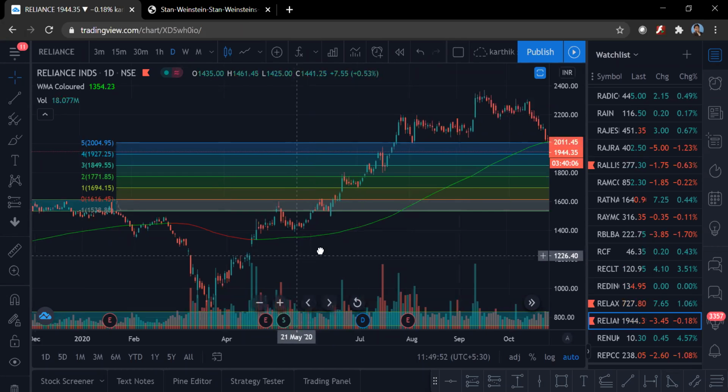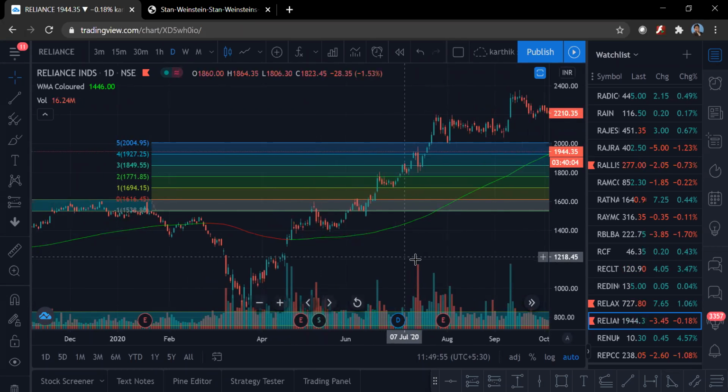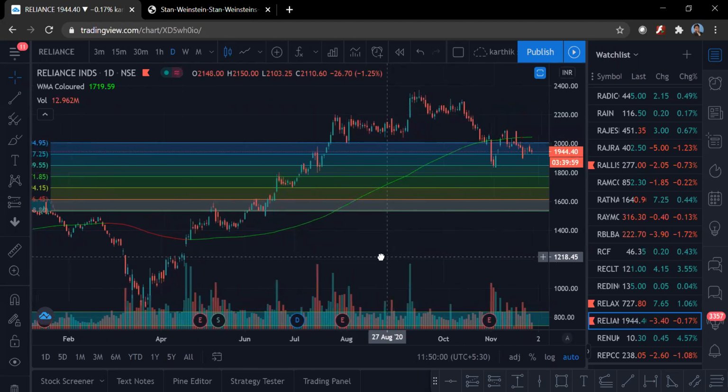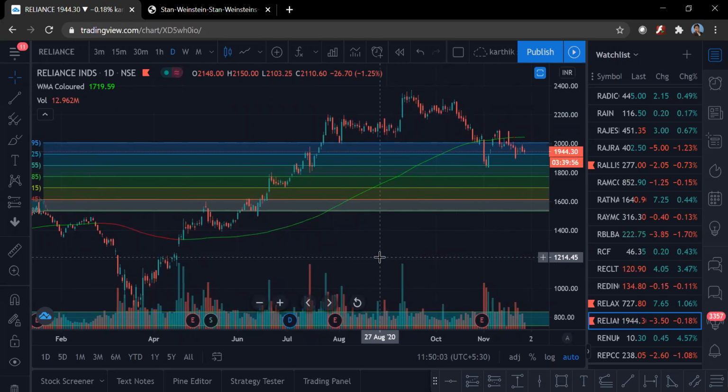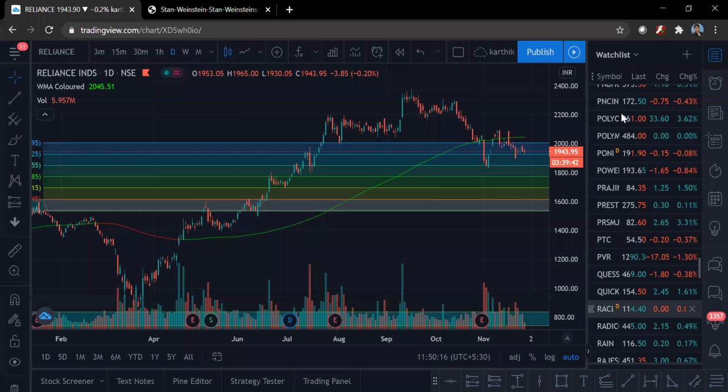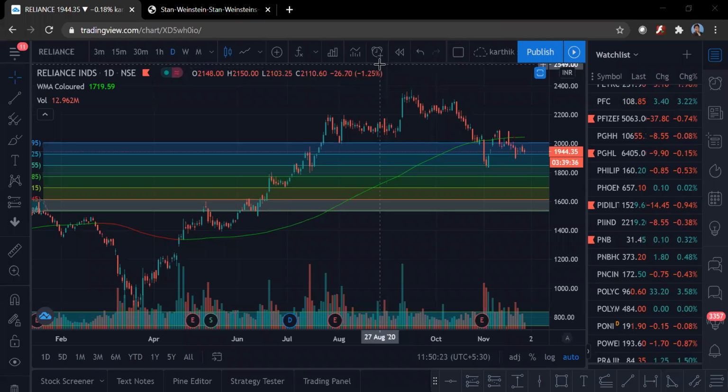If you want me to show any stock, instead of me showing my own, you can ask me. You can unmute yourself and ask, or you can write it in the chat box, and I'll explain where the entry should have been taken for the stock and why it should have been taken.